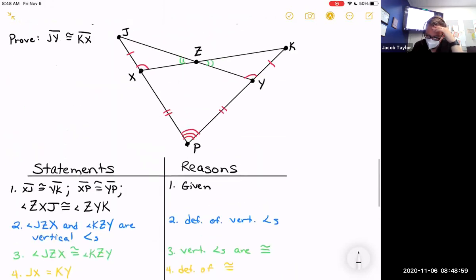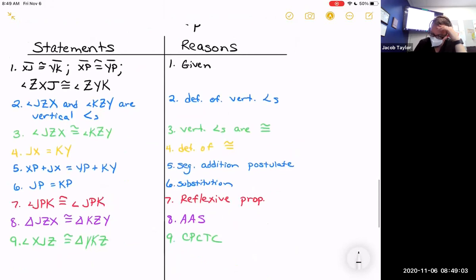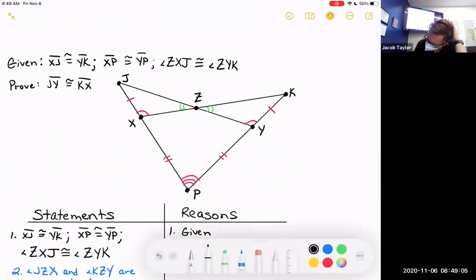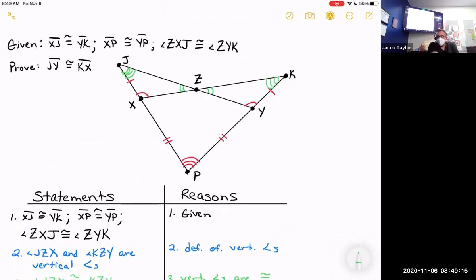I think we actually know enough to say the big triangles are congruent too, because what we just proved with that was that these two angles are congruent. Are you up to four? 1, 2, 3, 4. Now we can prove that, not the tiny triangles. We proved the tiny triangles are congruent. Now we can prove the big triangles are congruent. How?